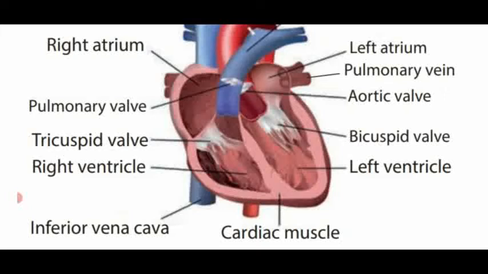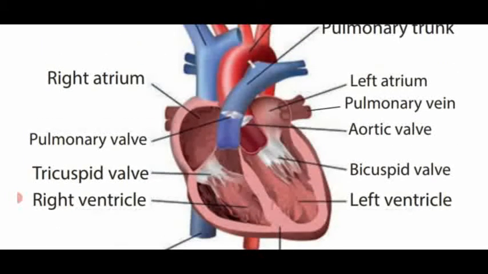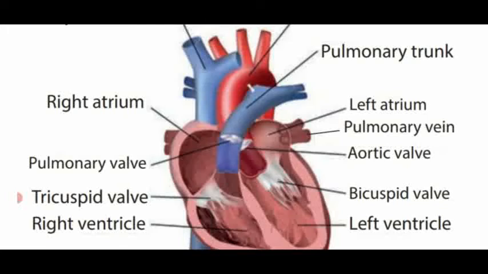Next one, coming to the right side of your hand, the 2 flap valve which is present between the left atrium and left ventricle is known as the bicuspid valve or mitral valve. Then, at the base of the pulmonary artery, the blue color pulmonary trunk artery, they have a valve, that is the semilunar valve named the pulmonary valve.